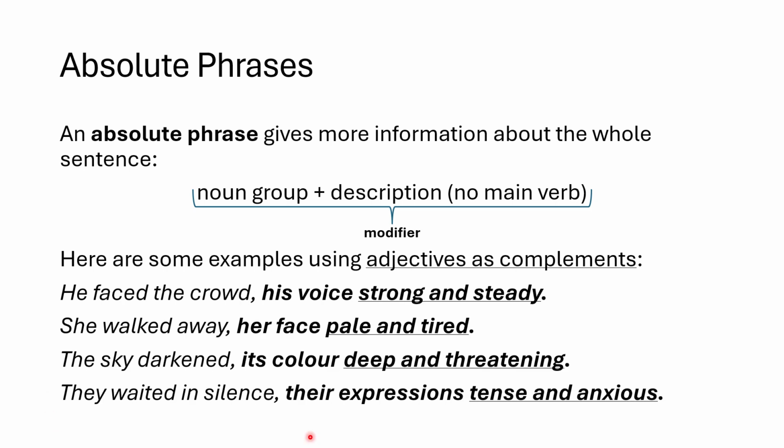Here are some examples using adjectives as complements. He faced the crowd, his voice strong and steady. She walked away, her face pale and tired. The sky darkened, its colour deep and threatening. They waited in silence, their expressions tense and anxious.